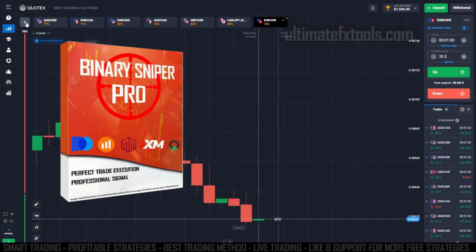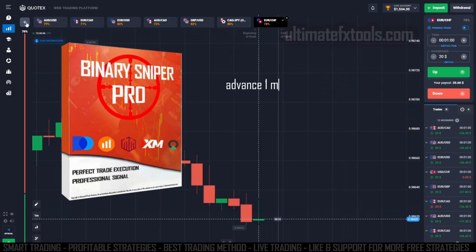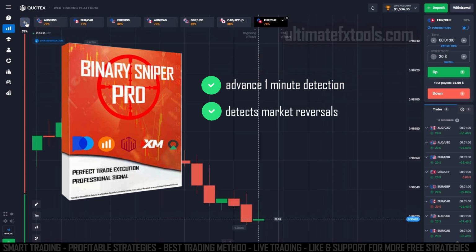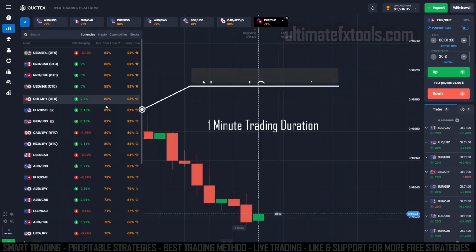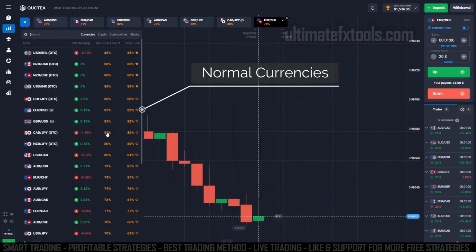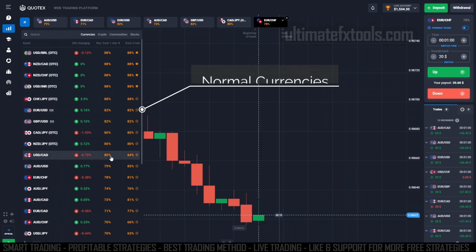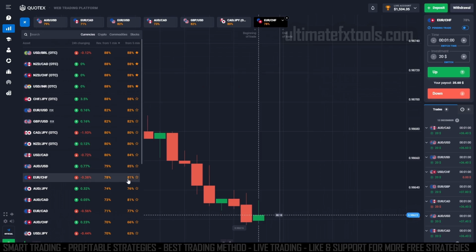The Binary Sniper Pro indicator utilizes a sophisticated binary systems algorithm that is specifically designed to detect potential market reversals within very short time frames, particularly during 1-minute trading durations. This rapid detection allows us to capitalize on fleeting opportunities in the market, leading to timely and informed trading decisions.